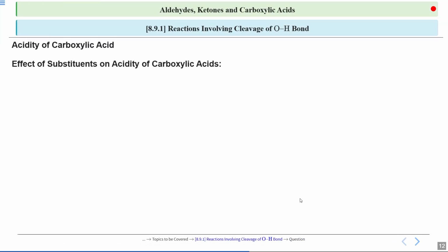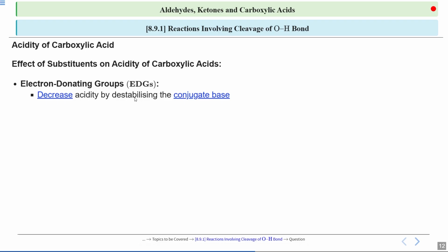Now we will see next about the electron donating groups. These groups can affect the acidity of the carboxylic acids. Electron donating groups decrease the acidity by destabilizing the conjugate base. Electron withdrawing groups were stabilizing the conjugate base, but these are destabilizing the conjugate base. This means that when these groups are present, the carboxylic acids are less likely to donate a proton.